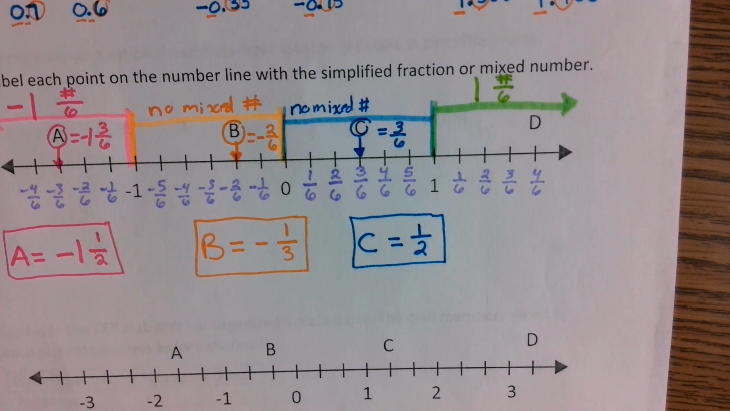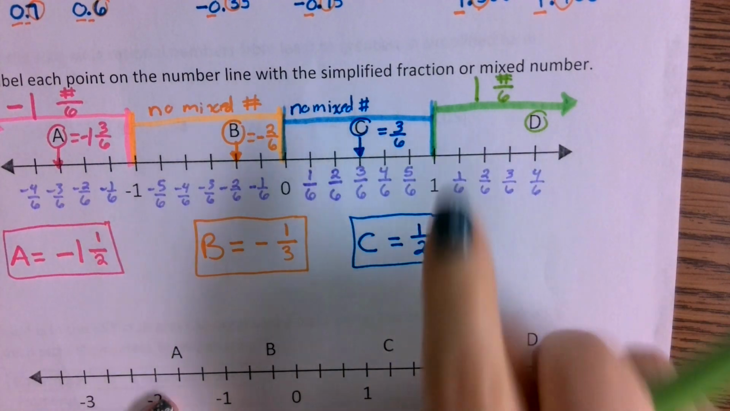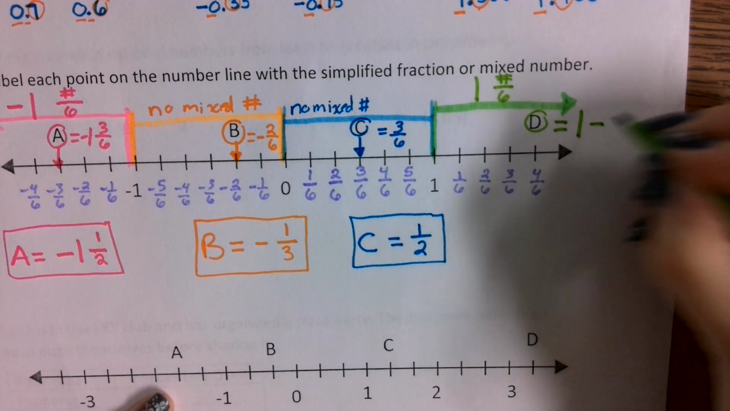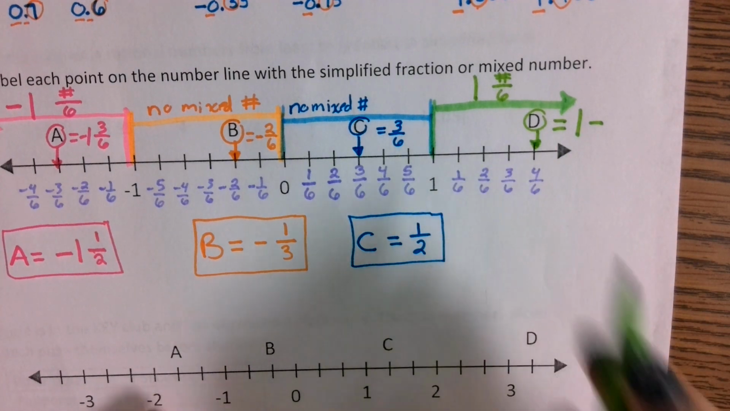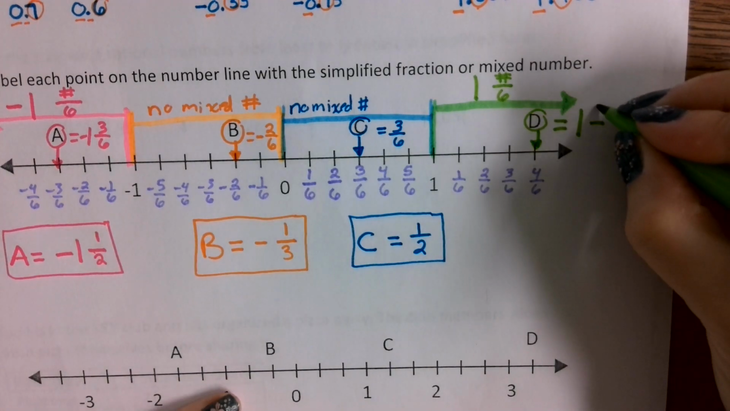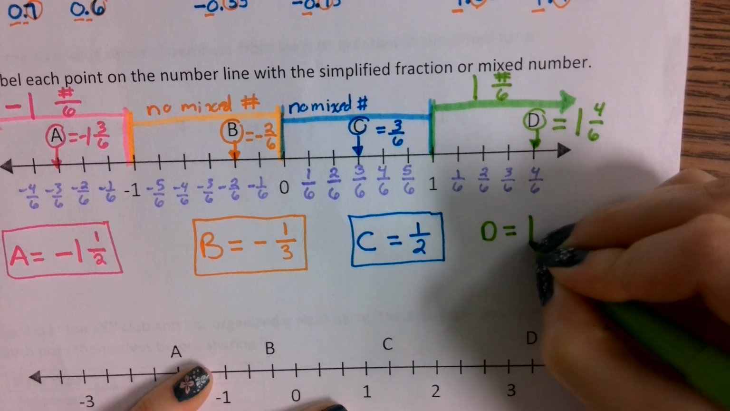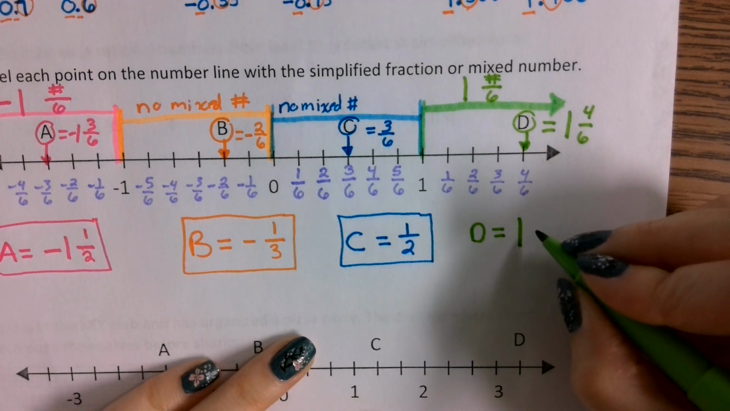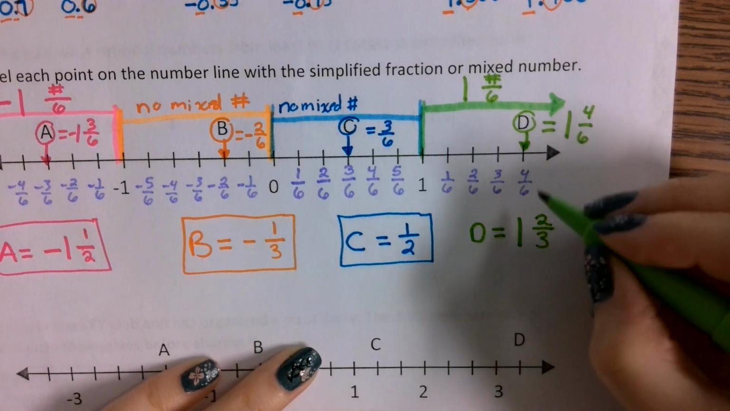Point D. Point D, we are now past the 1 whole mark, so we know it's going to be 1. And what's our fraction at? The fraction's at what, guys? 4/6. So type 4 over 6 into your calculator. Can you simplify 4 over 6? What does 4 over 6 simplify to, Natalia? 2 over 3, right? 2/3. So you get 1 and 2/3.